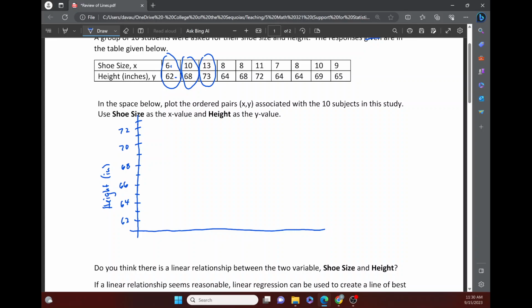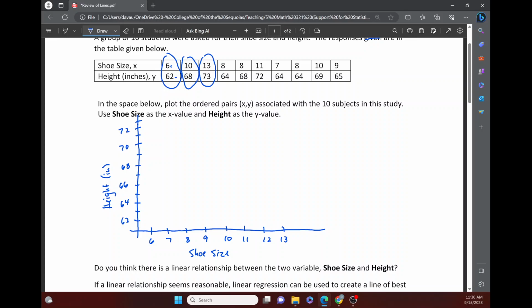For my x-axis, I would do a similar thing. Looks like the smallest value for my x coordinates is 6. My largest one looks like it's 13. So we'll go from 6 to 13: 6, 7, 8, 9, 10, 11, 12, 13. This is shoe size.